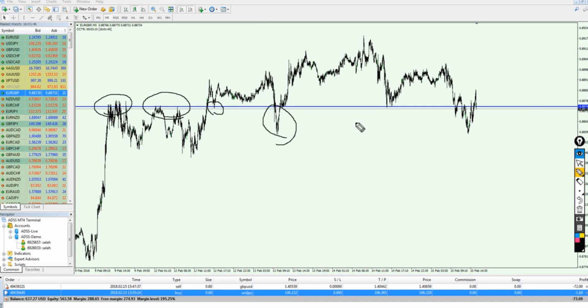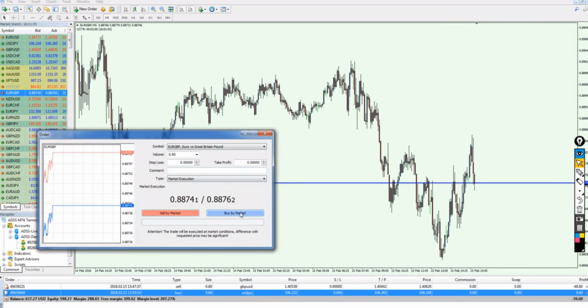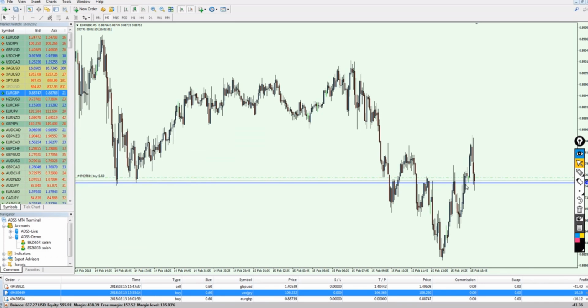See here the fake breakout, then it was a support, meaning this level here is the strongest one among all of them. Meaning the right place or the right time to place my buy order is now. Simple as that.